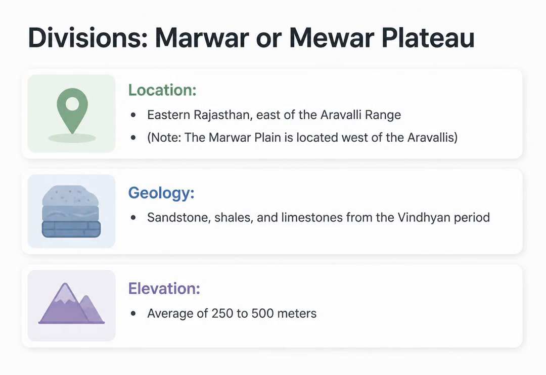The Peninsular Plateau is divided into several distinct regions. We begin with the Marwar or Mewar Plateau. Situated in eastern Rajasthan, just east of the Aravalli Range, it is important not to confuse this with the Marwar Plain, which lies to the west of the mountains. Geologically, this plateau is made up of sandstone, shales, and limestones dating back to the Vindhyan period, sitting at an average elevation of 250 to 500 meters.